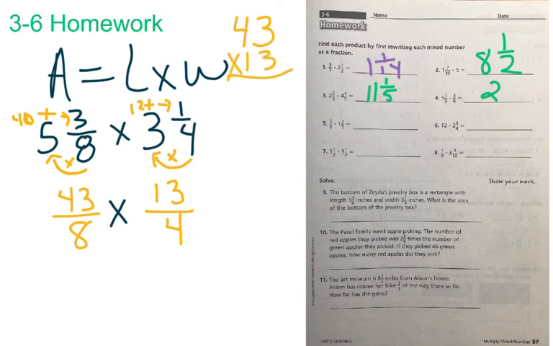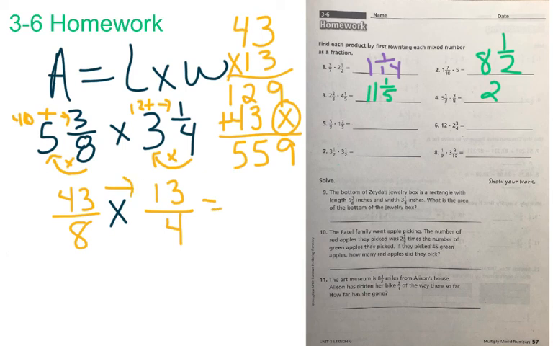Okay, 3 times 3 is equal to 9. 4 times 3 is equal to 12. Okay, and I put down my placeholder. 1 times 3 is equal to 3. 4 times 1 is equal to 4, and then I need to add. 9 plus nothing is 9. 2 plus 3 is equal to 5, and 1 plus 4 is equal to 5. So my top number, 43 times 13, is equal to 559. And my bottom number, 8 times 4, is equal to 32.